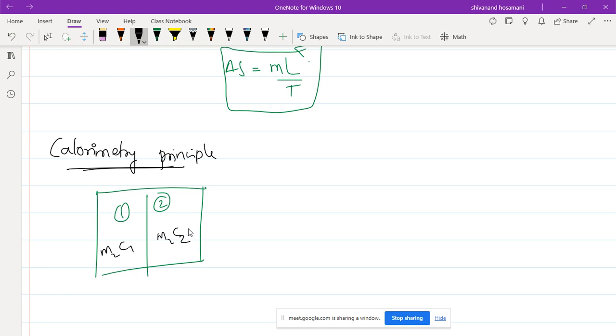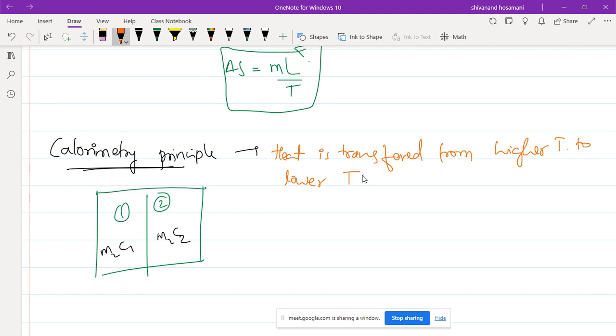Heat is transferred from higher temperature to lower temperature until the temperature of the two bodies becomes the same. What do you mean by this? Until they attain thermal equilibrium. That is also defined as until they attain thermal equilibrium. So this state is called thermal equilibrium.